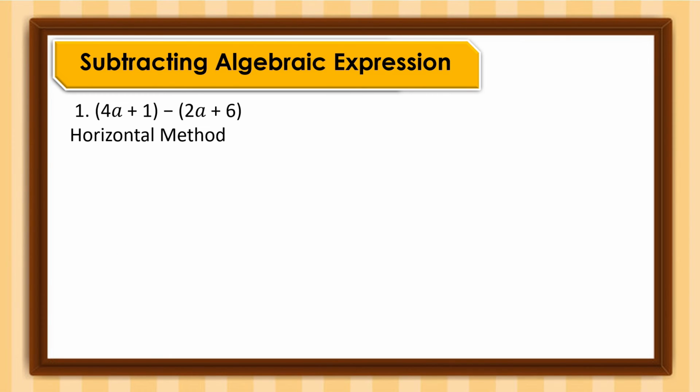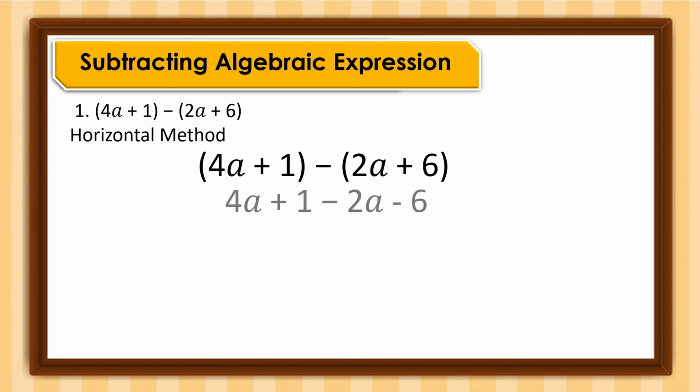We can use the horizontal method and the vertical method, but let us first use the horizontal method. 4a plus 1 minus the quantity of 2a plus 6. The first thing that we need to do is remove the parenthesis or the grouping symbol and then change the sign of the subtrahend. So 4a plus 1, we don't change that. Minus 2a, from positive 2a, we will change the sign into negative 2a. And then from positive 6, we will change the sign into negative 6.